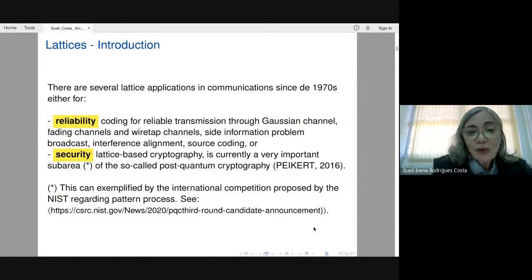But one thing that is important to stress here is that an important international competition, which is proposed by the organism from the United States which is responsible for regulating standards, right? In the third round of this competition, from the 7 selected projects, 5 are lattice-based, right? So this shows the real actuality of this topic, right?